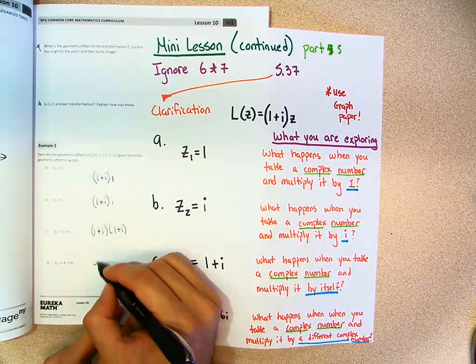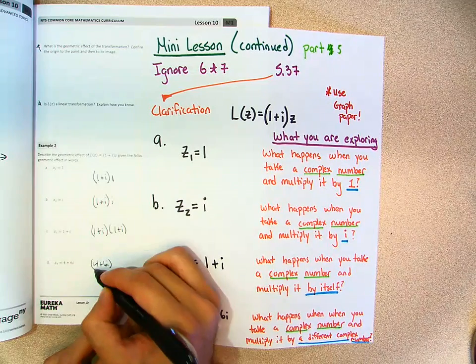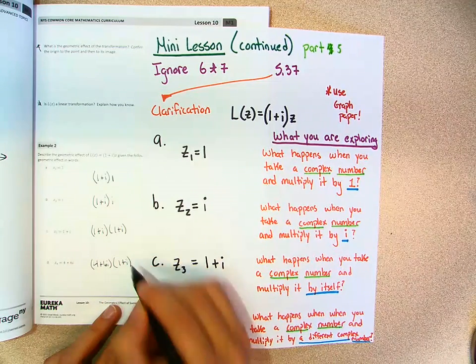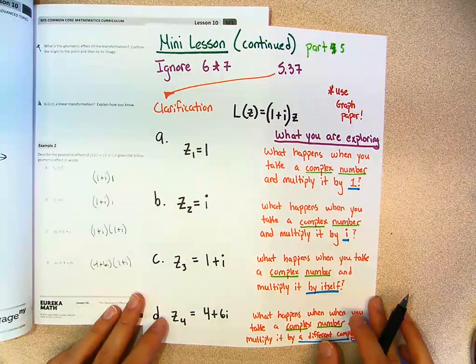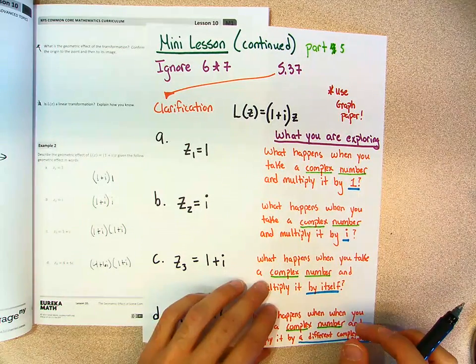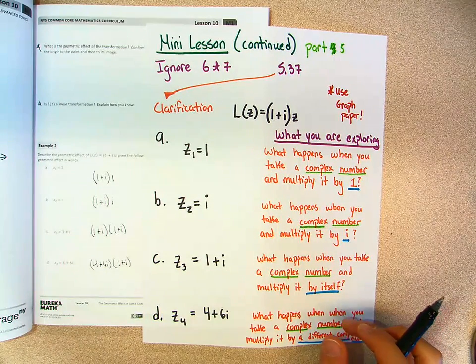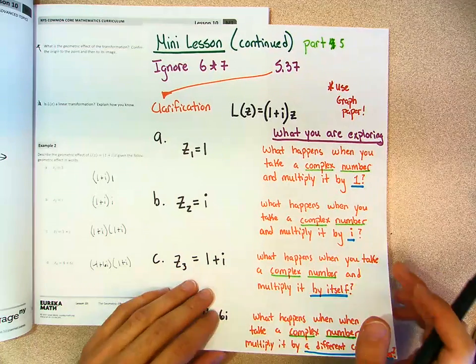And this one is, what happens if I have 4 plus 6i times 1 plus i? What's happening here? Try and go through this, and I'll show you the solutions in class. Okie dokie?